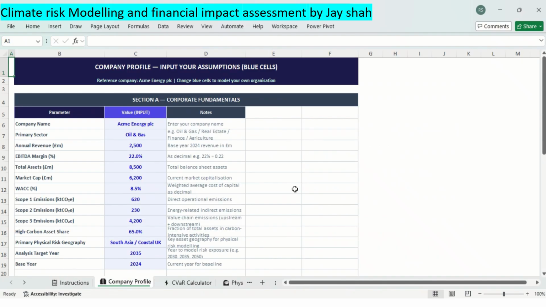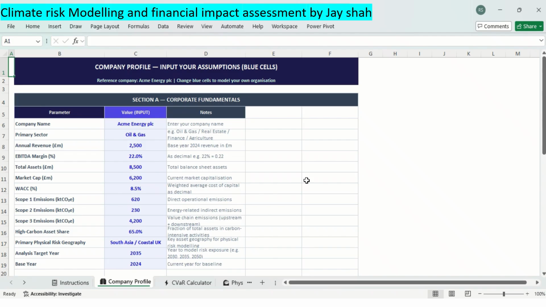This company profile sheet is basically the single source of truth of the entire workbook. Every formula in every other sheet pulls its company-specific data from this sheet. Change a value here, and the CVAR calculator, physical risk, and portfolio sheets all update automatically. So this is a single source of truth.